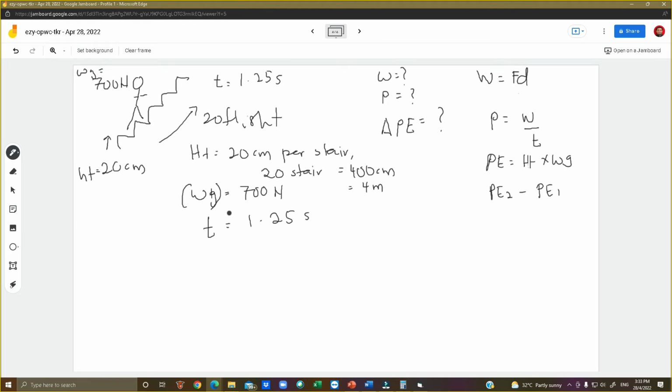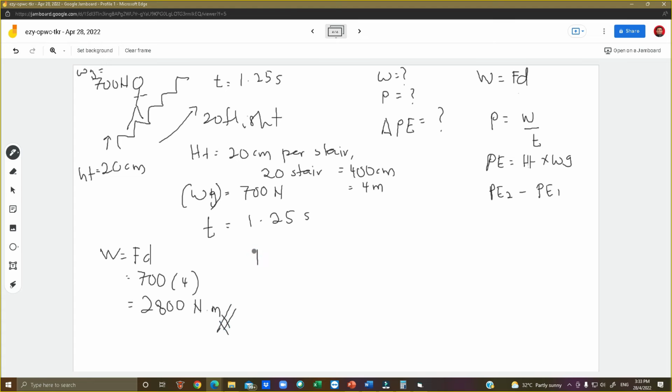Can we have the first one? Berapa dia punya work done? Force, distance. Simple ni. 700. Weight, jangan lupa weight tu ialah force. 4. Okay. 2,800. Apa dia? Newton meter, ataupun joule. Joule. Janganlah kod betul tu.